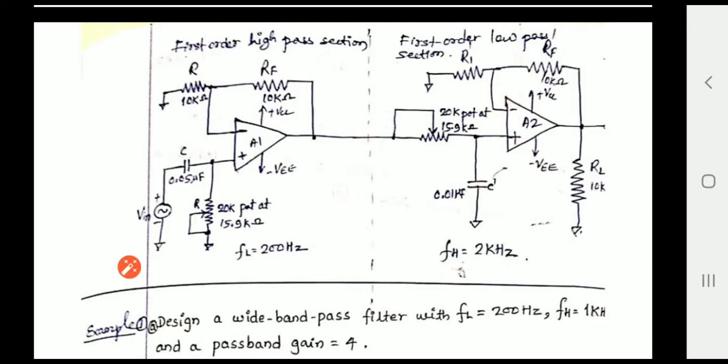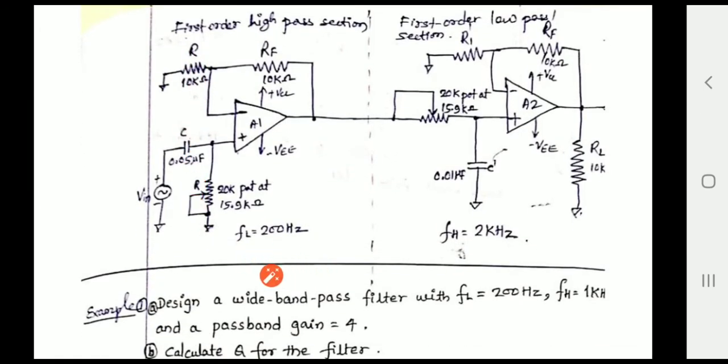Here the input Vin is connected to the non-inverting terminal with a single RC network. The value of C is selected in such a way that once the frequency of the input signal reaches 200 Hz, it starts decreasing its reactance and allows the frequency components to the output side. So 200 Hz is treated as the cutoff frequency based on the value of this capacitor, and it allows the frequency components above it to appear at the output.